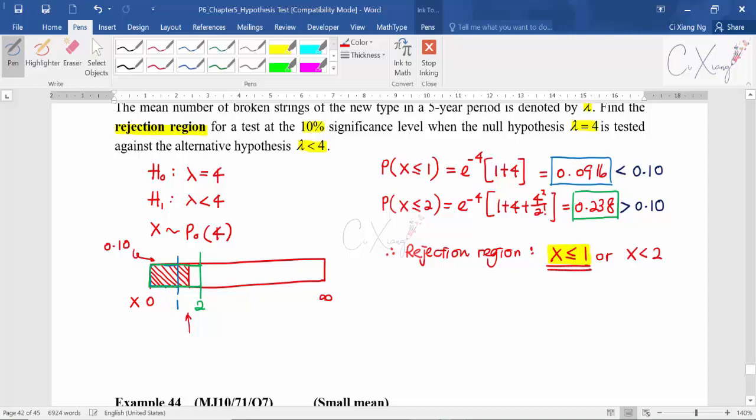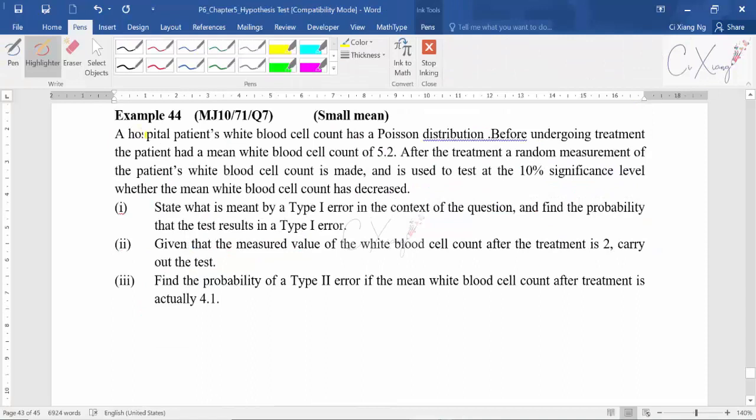So this is how we actually get the rejection region from a Poisson distribution. The method is still the same as binomial, just that the formula that you apply, we are using Poisson. So if no problem, then maybe we can continue with another example. Let's have a look at example 44.